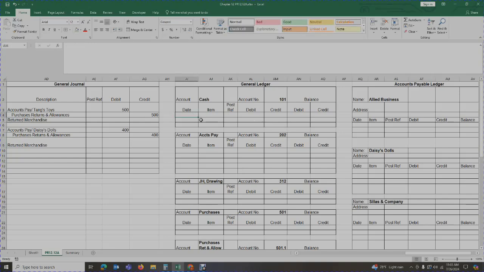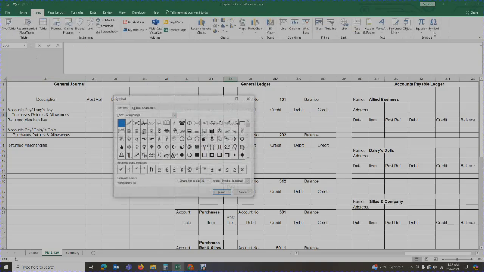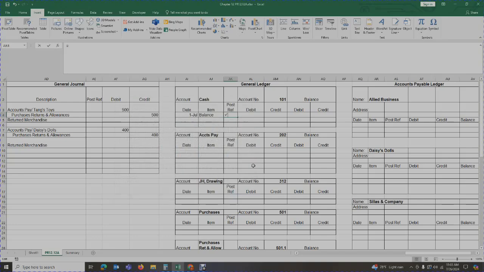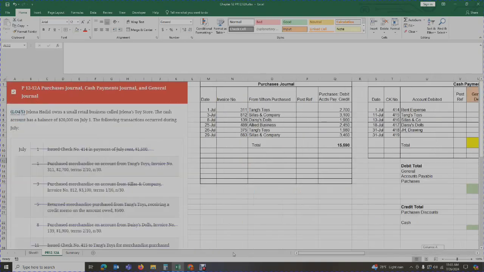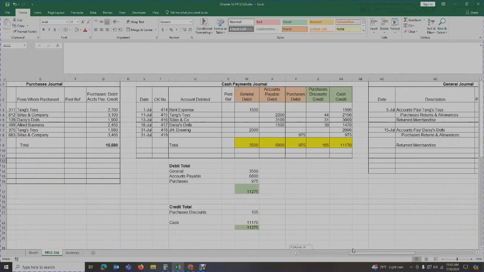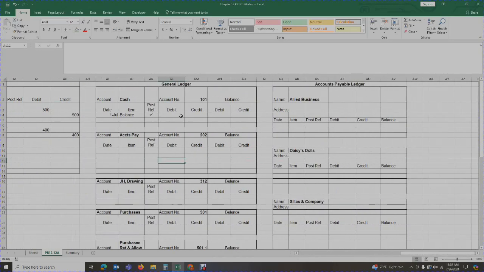Now cash had a beginning balance. Let me center this. So if we look at the problem, on the second sentence, it says the cash had a balance of $20,000. Okay, so my beginning balance for cash is $20,000 debit. Remember, cash is an asset account with a normal balance of a debit.